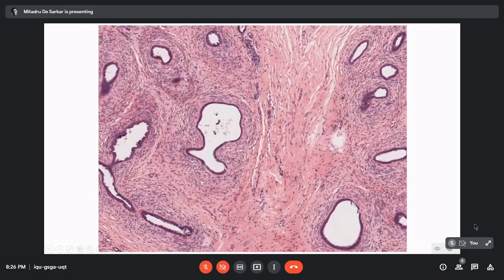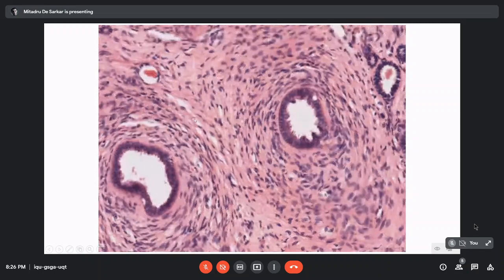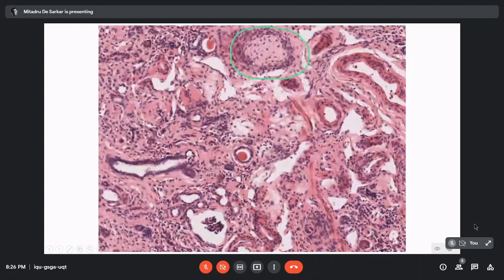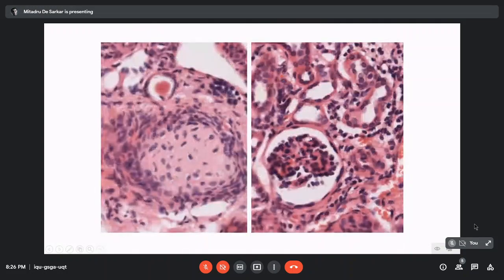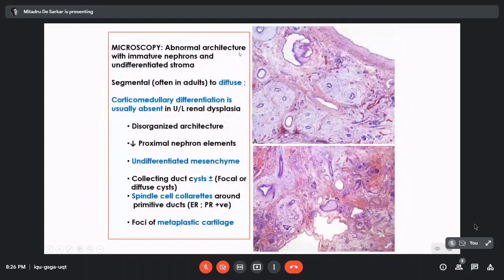So you have these nice collarets of primitive spindle cells, many of which will have a smooth muscle phenotype, going around these primitive tubules. Otherwise, these spindle cells are kind of bland. You also have a small amount of hyaline cartilage, seen towards the 12 o'clock position, and you have primitive glomeruli as well, seen along with the primitive tubules. So basically you have an abnormal architecture where the nephrons are all very immature, and a stroma of very undifferentiated mesenchyme, which grows around the immature tubules in the form of spindle cell collarets.